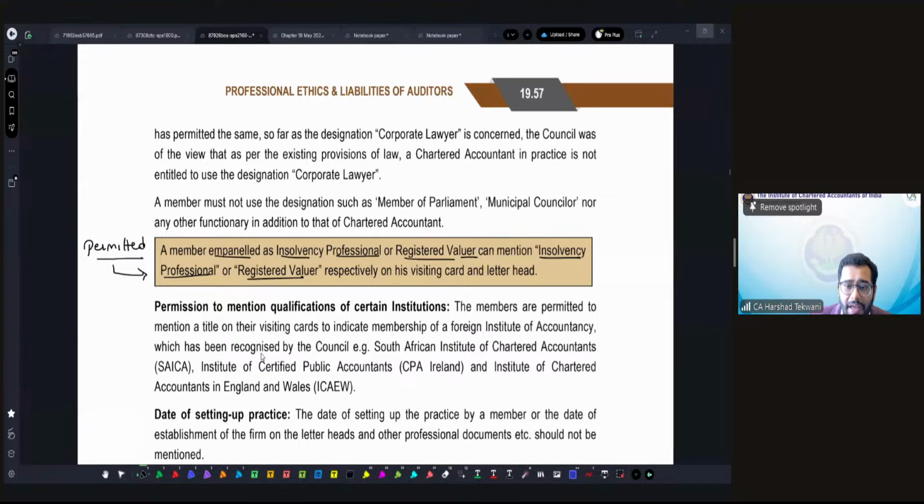Now, again, as I said, if the Institute of Accountancy is recognized by the council, you can mention its membership. Okay, you can indicate the membership. Membership is usually termed after your name, like ACA or something like that. It should be a membership, but it should not be a designation. So these are certain ones, like South African Institute of Chartered Accountants, CPA Ireland, ICAEW. Those are some recognized ones. So if you are a member of these Institutes of Accountancy, you can use their membership as a description after your name, but not as a designation.